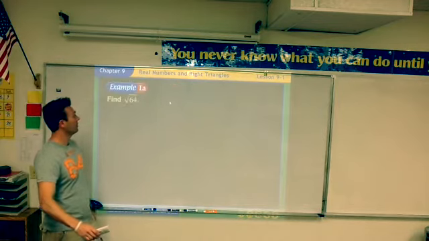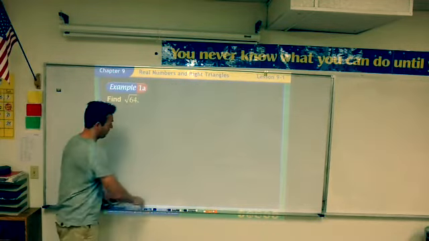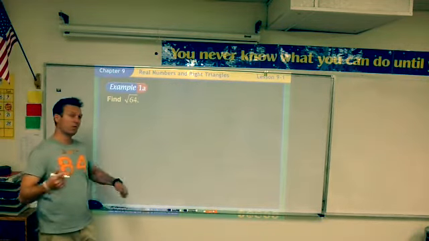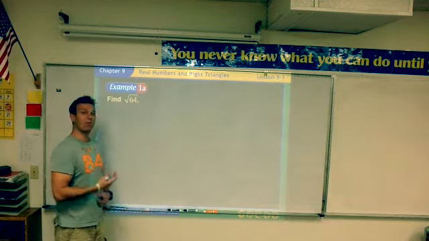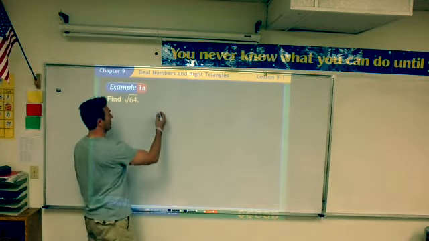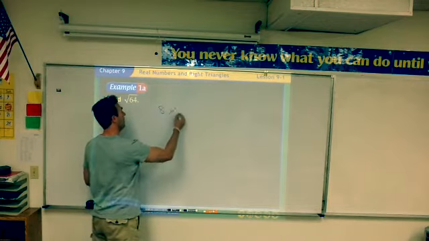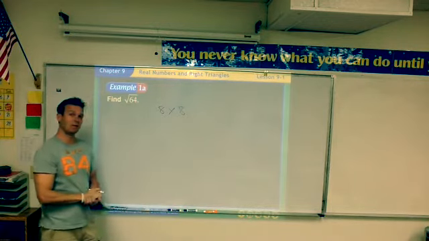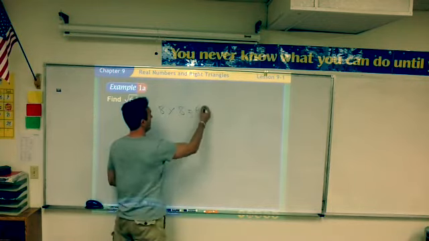Okay, so finding square roots. First of all, we start with the square root of 64. When we think about the square root of 64, we have to ask ourselves, what two numbers multiplied together give you 64? The two numbers that are the same that multiply together give you 64. 8 times 8 equals 64.